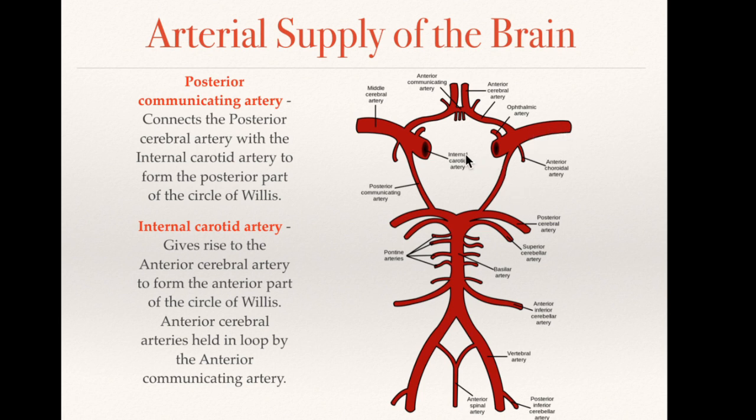So the most significant branch of the internal carotid artery, as I said before, is the anterior cerebral artery, which forms the anterior part of the circle of Willis, and both anterior cerebral arteries are connected together by an anterior communicating artery.